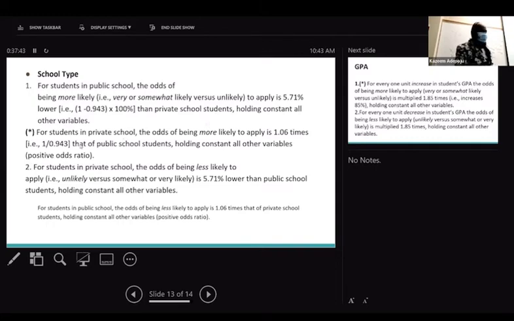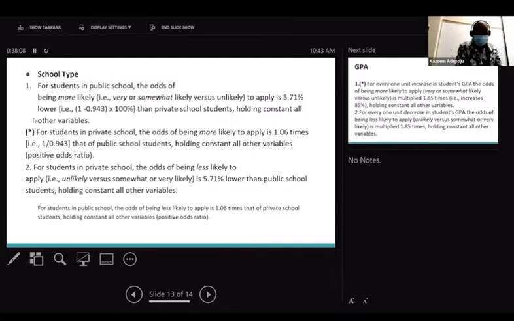Another way you can do this is 1 divided by 0.943. One over that is the odds ratio. So you're going to see that 1 is more than 0.943. I just wanted you to take a look at that.